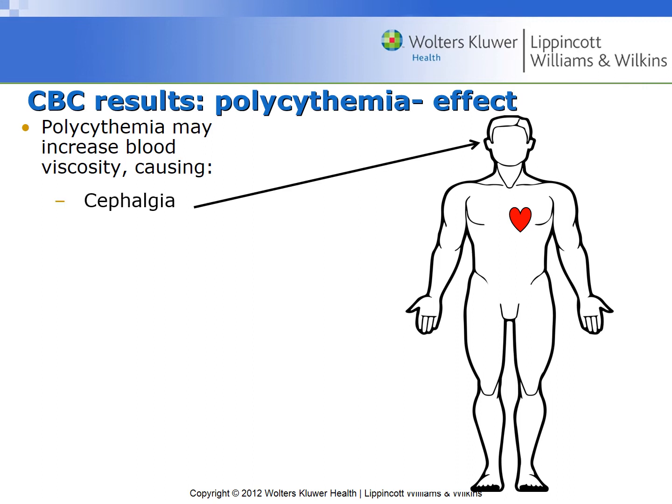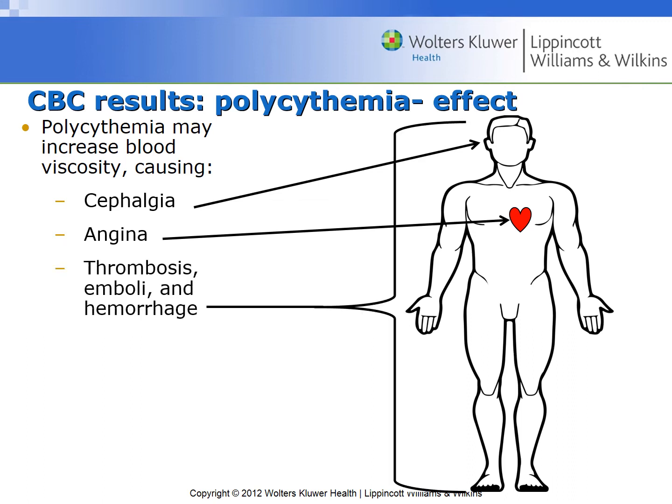So we could have cephalgia, your new favorite term. Cephalgia simply means headache. Angina, again, another of your new favorite words. Angina is chest pain, specifically heart. Can cause thrombosis, emboli, and hemorrhage due to vessel damage and increased pressure.